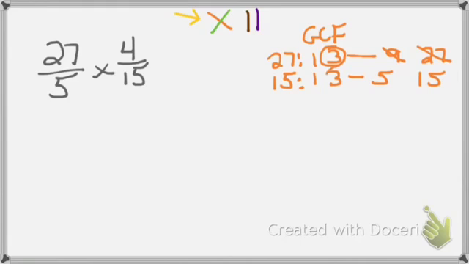I don't see a 27. I don't see a 9, but I do see a 3, so I need to divide both of these numbers by 3. 15 divided by 3 is 5. 27 divided by 3 is 9. So I changed those out. I am ready to move on to the green portion of my X. Green portion of my X are the 4 and the 5.